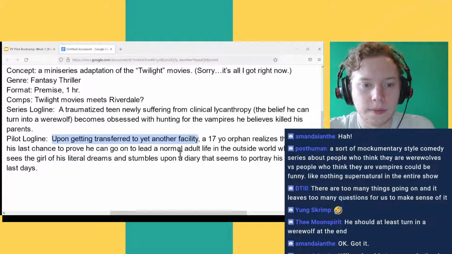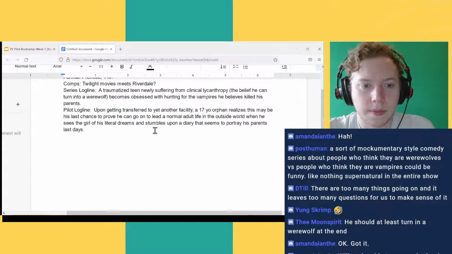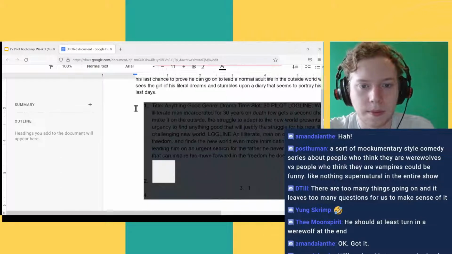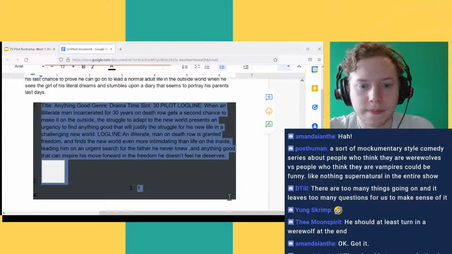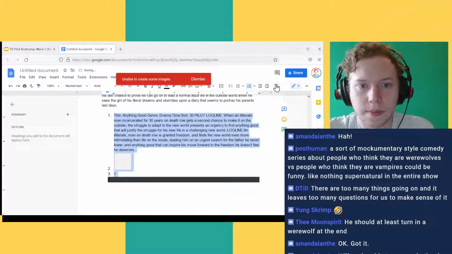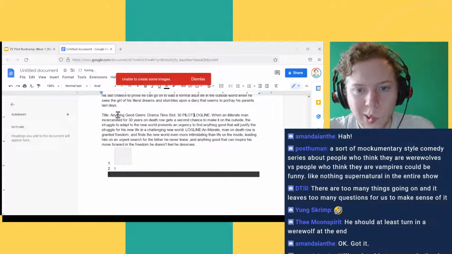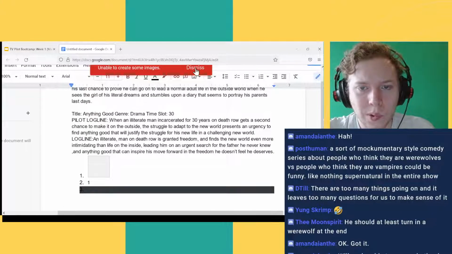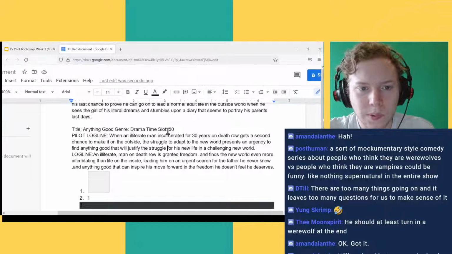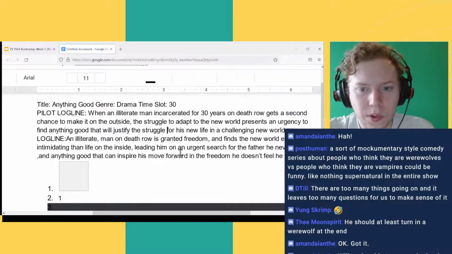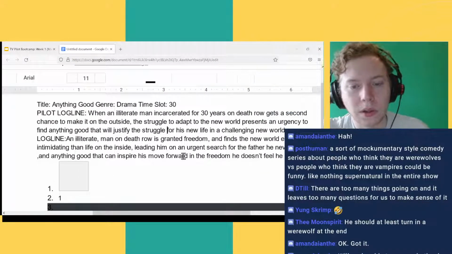Okay. The pilot logline is... Okay, it's drama, right? When an illiterate man incarcerated for 30 years on death row gets a second chance to make it on the outside, the struggle to adapt to the new world presents an urgency to find anything good that will justify the struggle for his new life in a challenging new world. And I know it's really wordy right now.